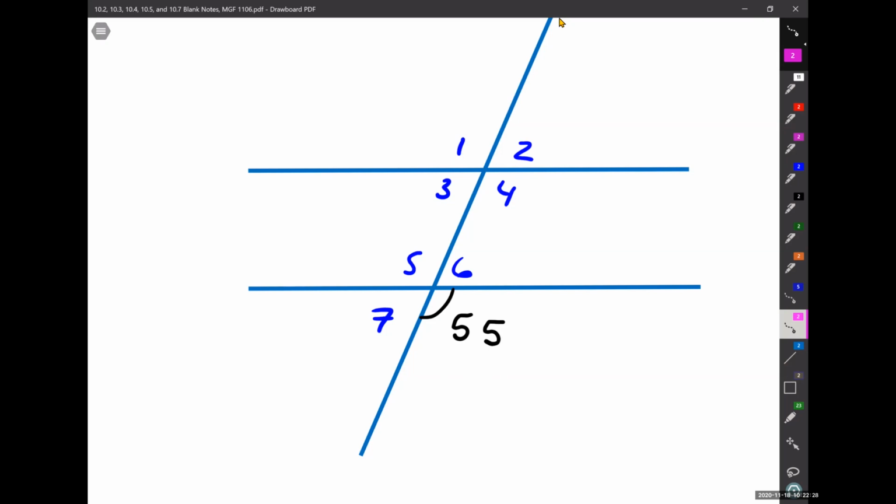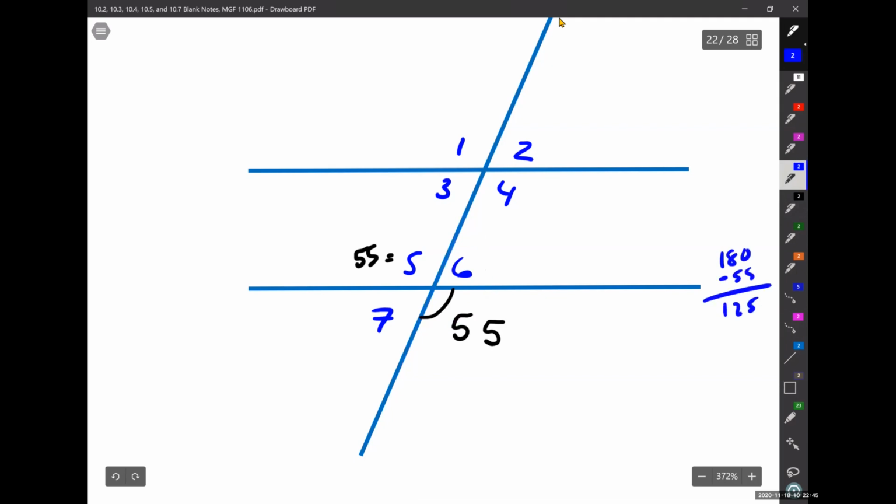So with this one, we definitely know opposite is equal, so angle 5 is 55. I can see this as a straight line and say angle 6 plus 55 has to be 180. So 180 minus 55 is 125, so angle 6 is 125. By definition, angle 7 is also 125 because they're across from each other.